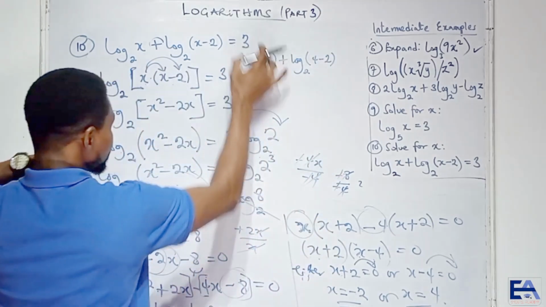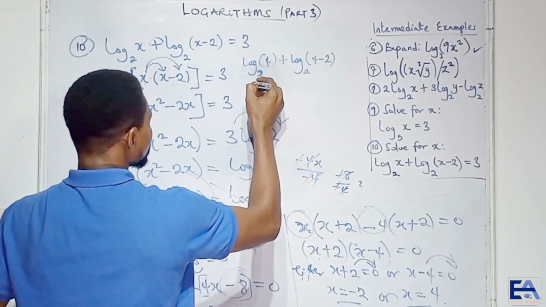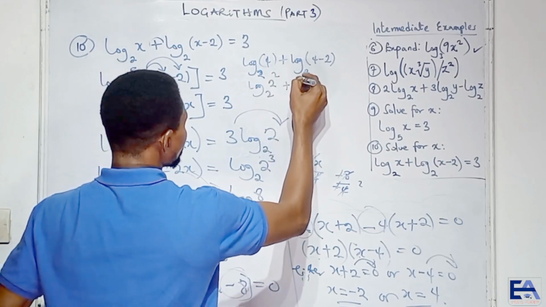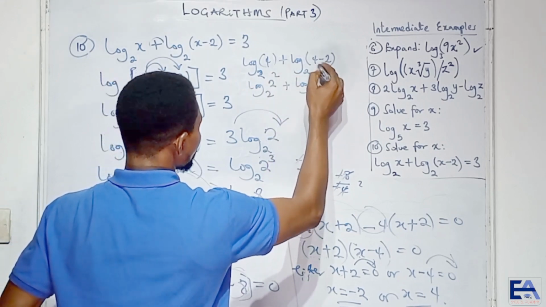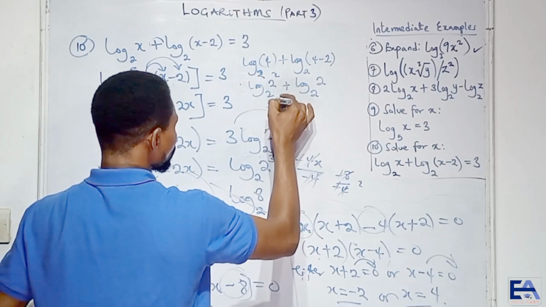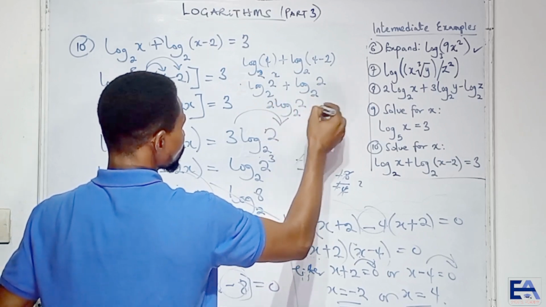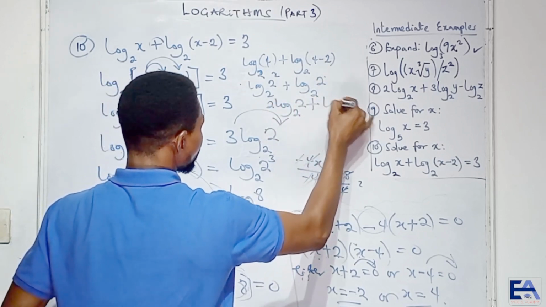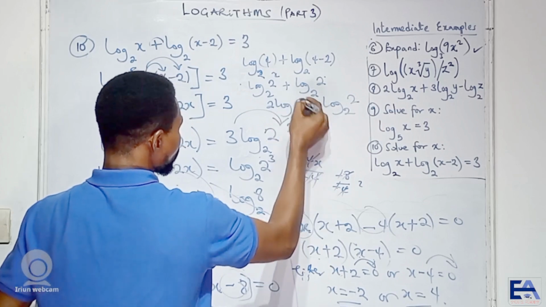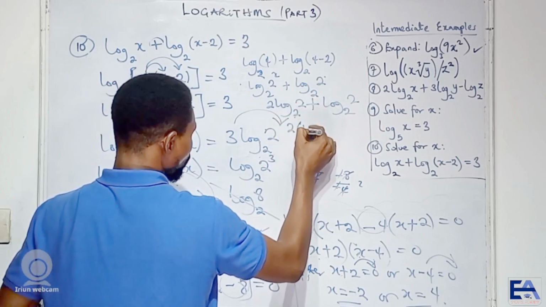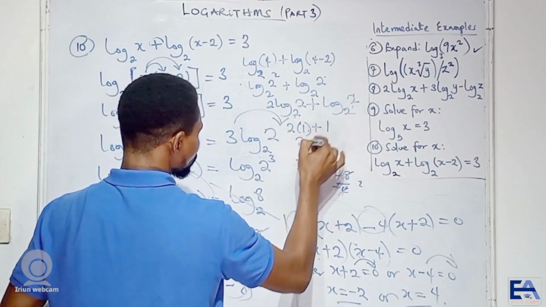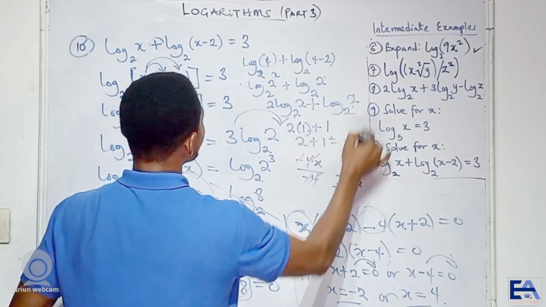Let's assume we don't know that it is equal to 3. So this one will become log 2 raised to power 2, plus log 2 base 2, 4 minus 2 is 2. All right, so this 2 goes to the front as 2 log 2, plus another log 2 to the base 2. Now this becomes 2 times log 2 to base 2, which is 1, plus log 2 to base 2, which is 1. 2 times 1 is 2, plus 1, 3. So the answer is 3.